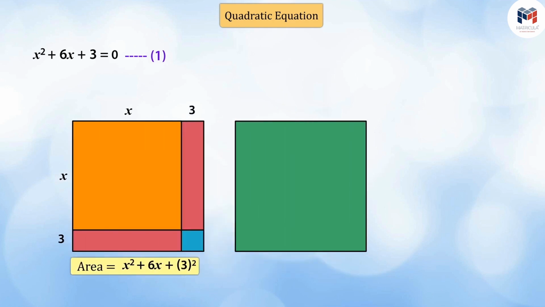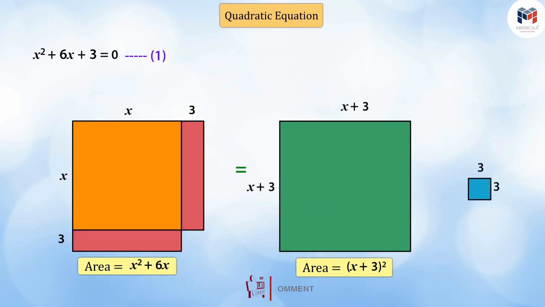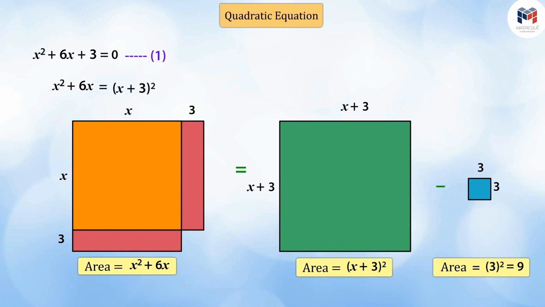On doing so, we get a square, whose each side will be x plus 3 and its total area will be x plus 3 the whole square. To retain the area of the figure x square plus 6x, we will subtract the area of a square piece of side 3 units, which is 9 square units. Thus, the expression x square plus 6x can be written as x plus 3 the whole square minus 9.